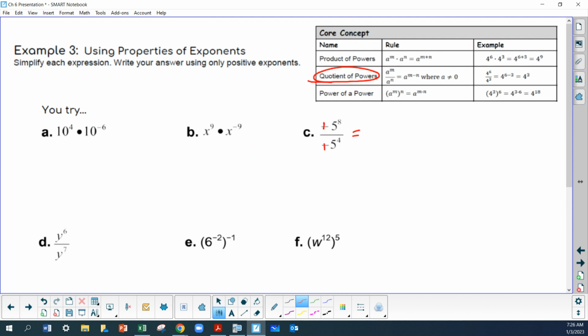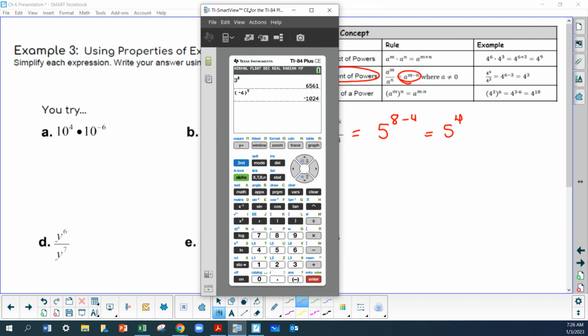I have a quotient going on, don't I? 5 to the 8th divided by 5 to the 4th means I subtract those exponents. Gives me 5 to the 4th. If you don't want to do 5 times 5 times 5 times 5, or maybe don't have it memorized, then let's use our calculator and go 5 raised to the 4th, 625.